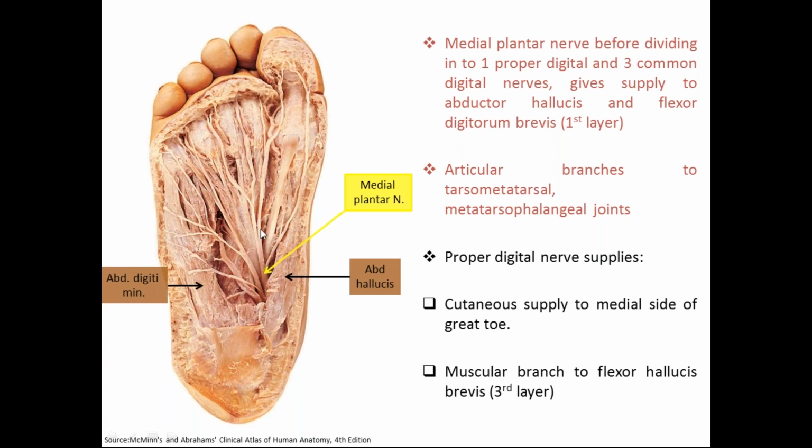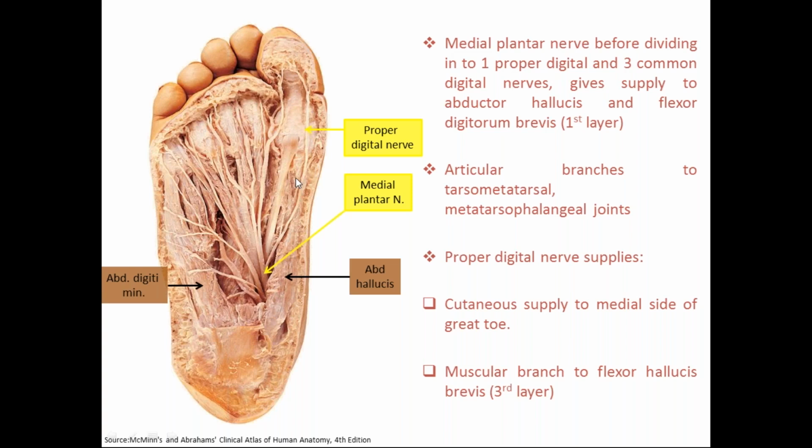Now, if you look at the digital branches, we can see this one branch which is running towards the medial side of the great toe. It is named the proper digital nerve, while the rest of the branches are known as the common digital nerve. We'll discuss why they are named common digital. First, look at this proper digital nerve. You can see it is running towards the medial side of the great toe. So it is going to give the cutaneous supply to the medial side of the great toe, and in its course, it gives a muscular branch to the muscle in the third layer of the sole.